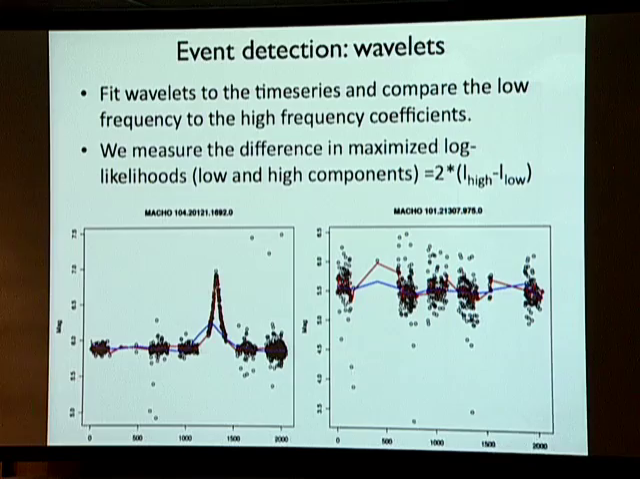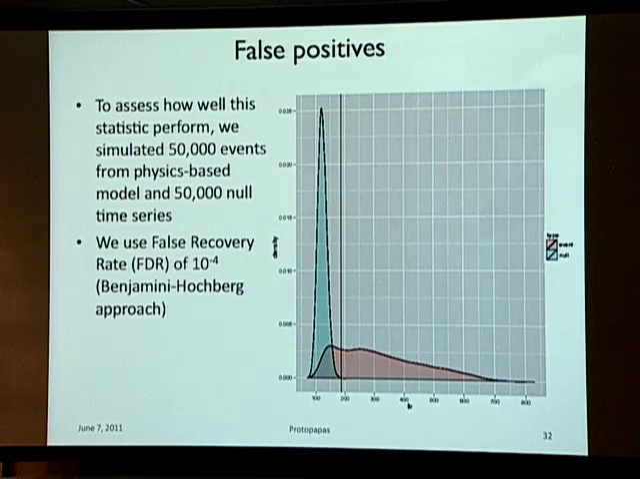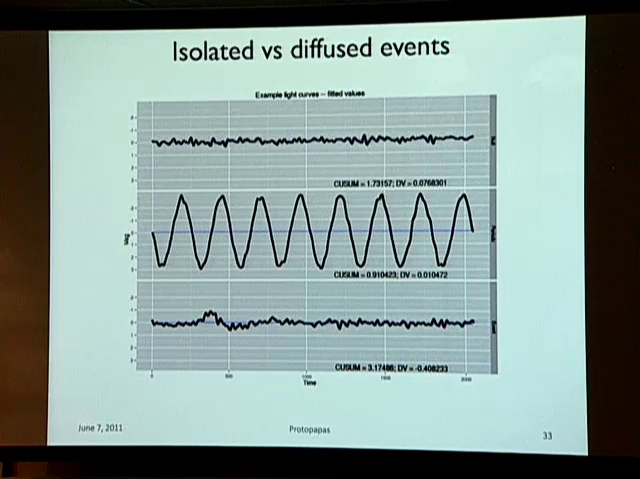We use two levels of wavelets, a low frequency and a high frequency. We compare the fitting of the light curve to the low frequency wavelet and to the high frequency wavelet. And if that fitting discrepancy is large, we call it an event.